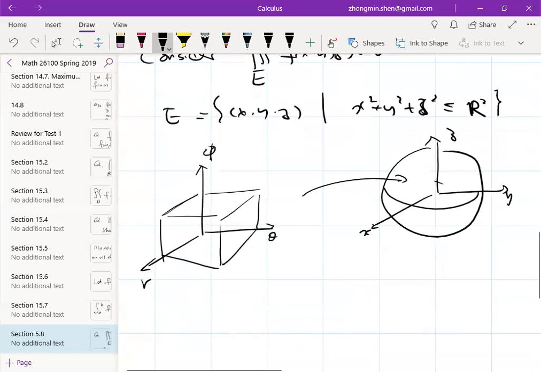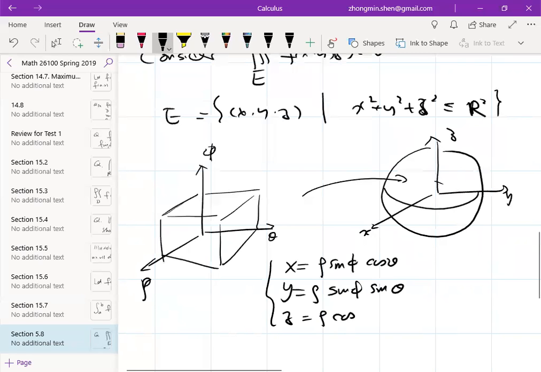There's a formula here in this book. They're going to use rho instead. So how do I do that? This is a map: x equals rho sine phi cosine theta, y equals rho sine phi sine theta, and z equals rho cosine phi.